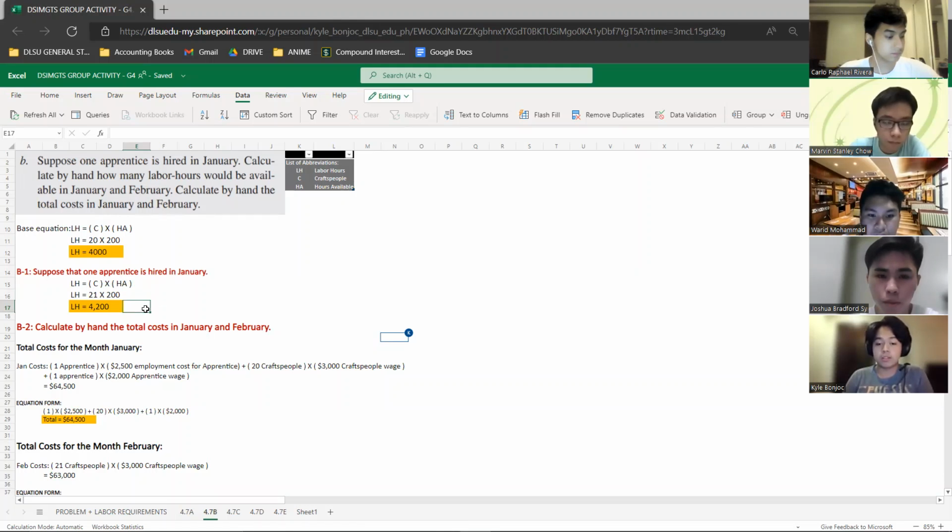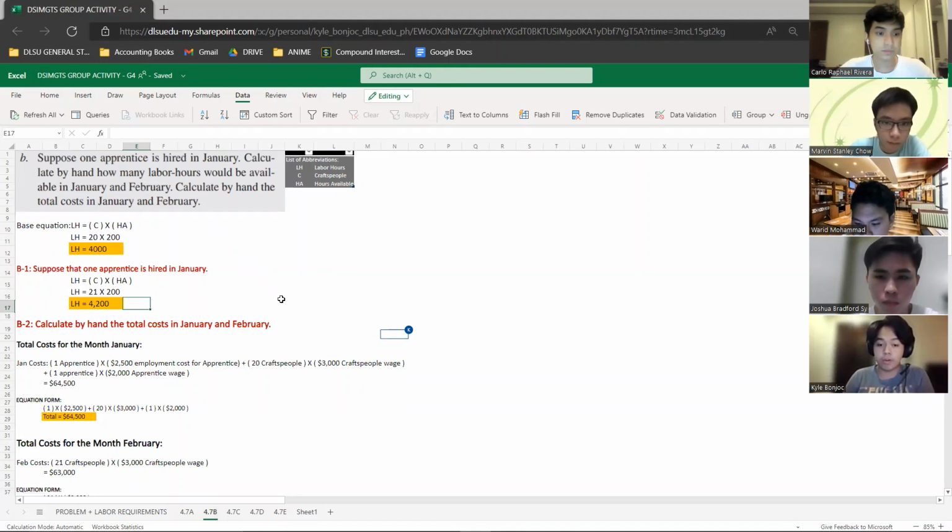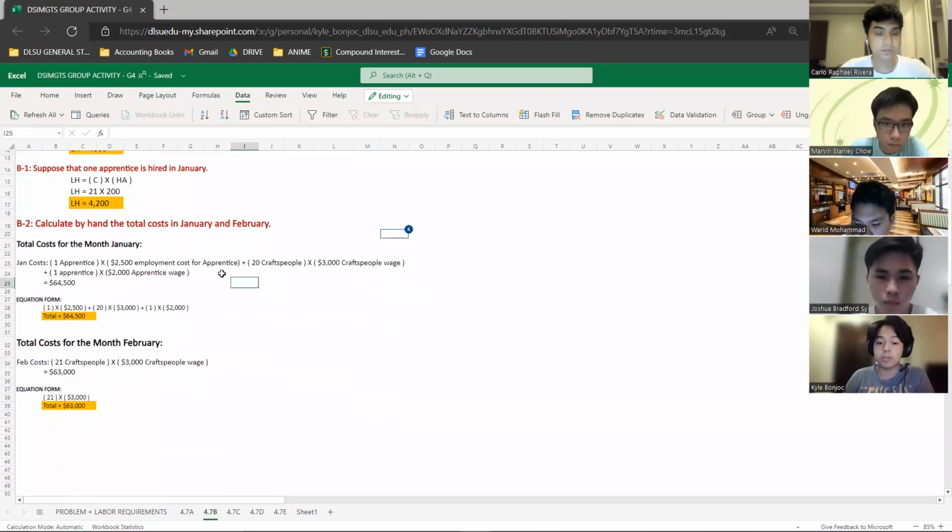The next condition wants us to calculate by hand the total costs for January and February. So for the first month, January, we have this set of information laid out. Cost for January includes the apprentice employment cost, with the apprentice as its own variable and craftspeople as another variable with the wage present. The total equates to $64,500. And you will notice that the apprentice variable appears a second time in the equation, being multiplied by $2,000. This value comes from what the problem stated, that the apprentices are still paid $2,000 but provide no labor during their first month.